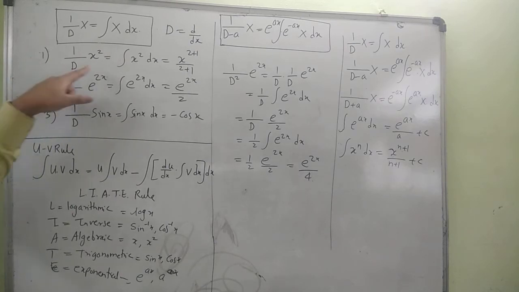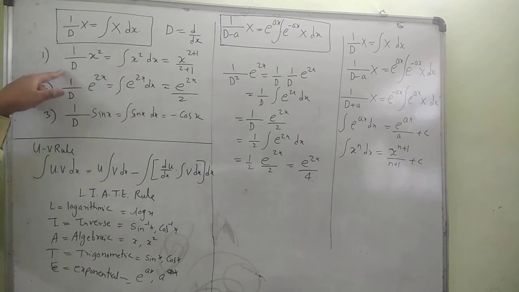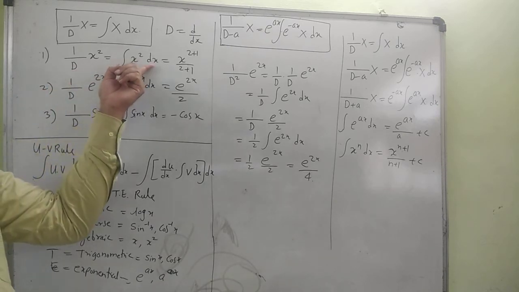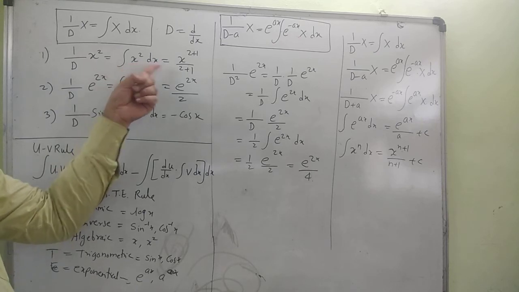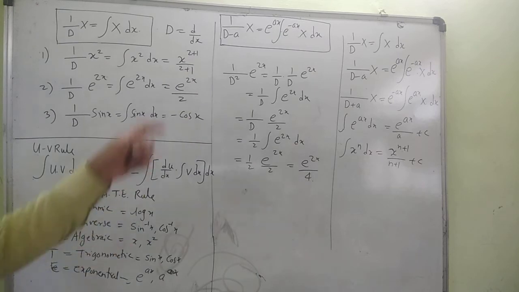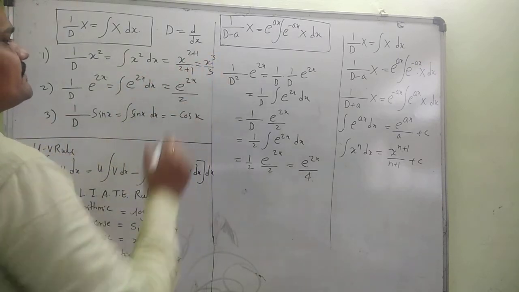To showcase, I have given a couple of examples. The first one is when it is x square and we are supposed to find 1 upon D. So 1 upon D is written as integration of x square dx, and as we are aware of the formula, that is x raised to n plus 1 upon n plus 1, accordingly we get the value as x cube upon 3.